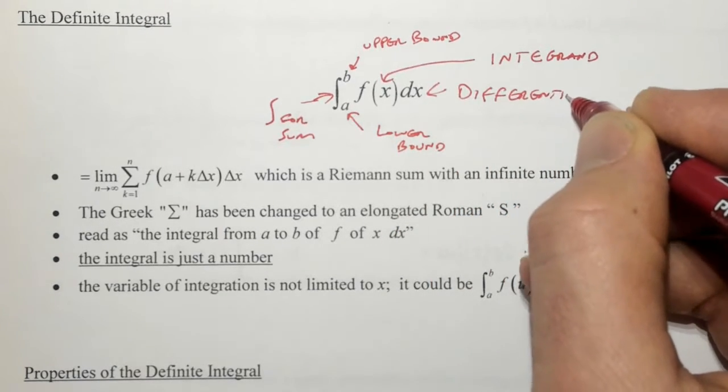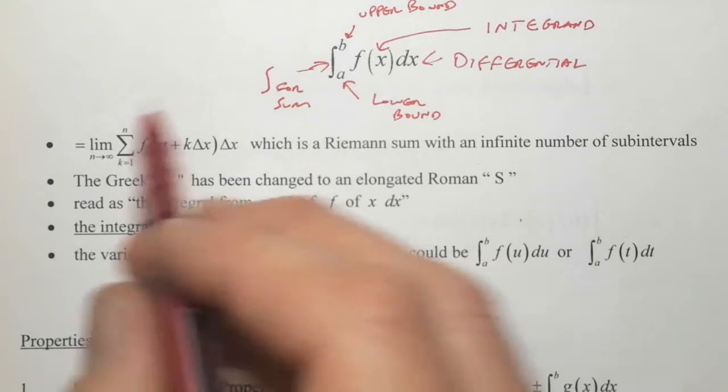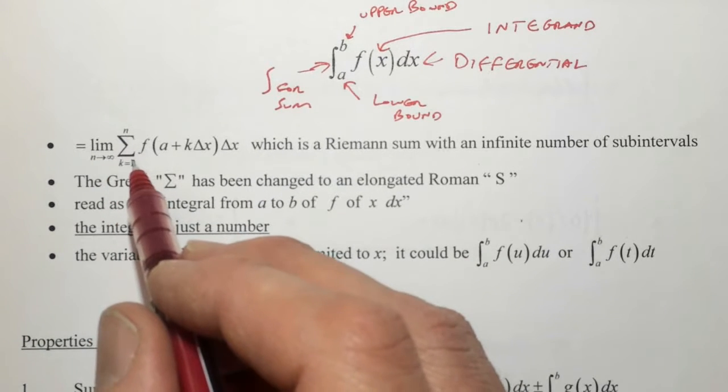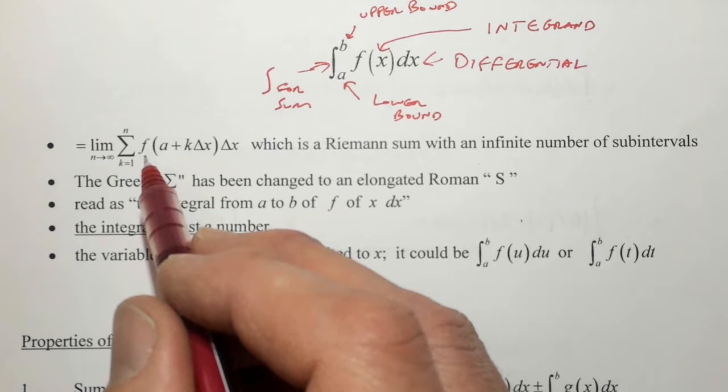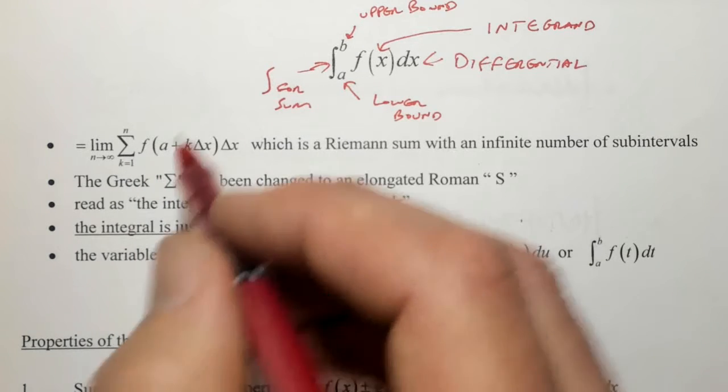That's the base of each of our rectangles. The integrand ends up being the height of each of our rectangles. And we know that this integral right here is the same thing as the limit of the sum as k goes from 1 to n of f of a plus k delta x times delta x. This is the Riemann sum.